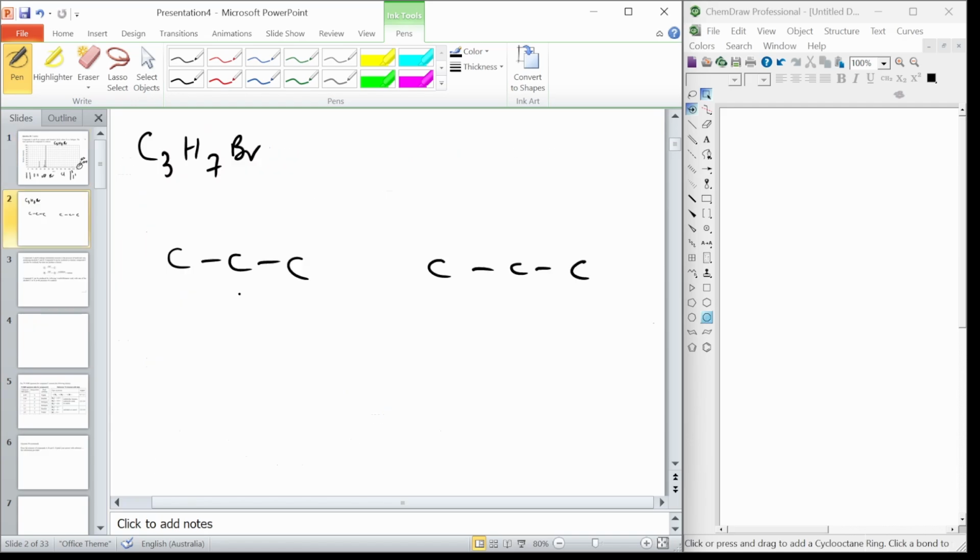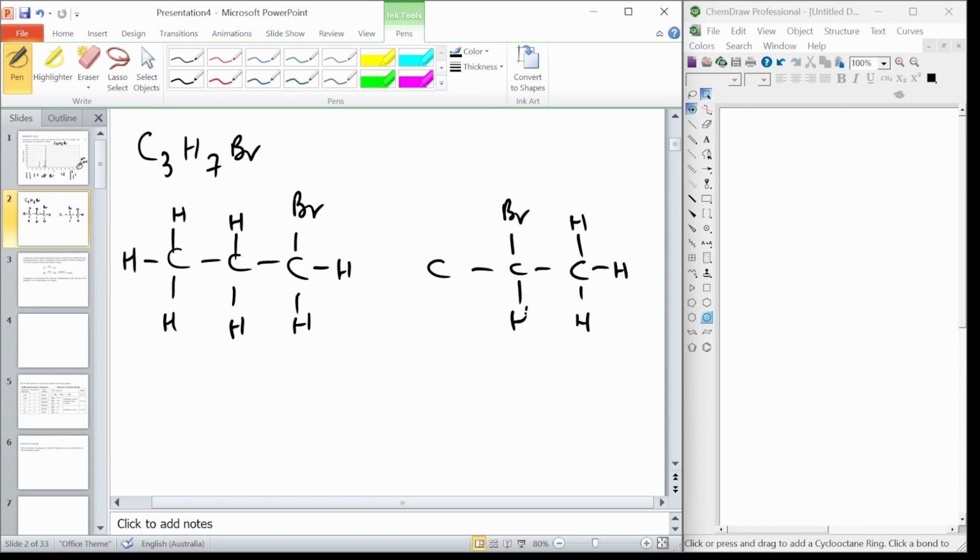C3H7Br. In terms of a linear chain configuration, there are only 2. In this version, we're going to put the Br at the terminal. We can draw in our hydrogens. And then this one, we're going to put it in the middle, and draw in the hydrogens. And as you can see, that is why they are isomers.